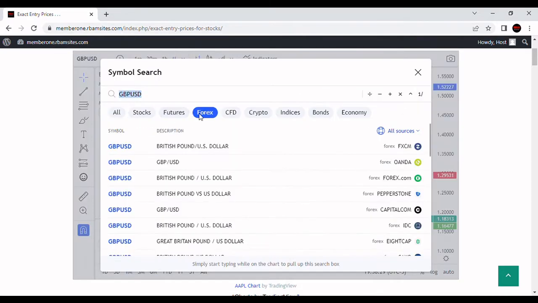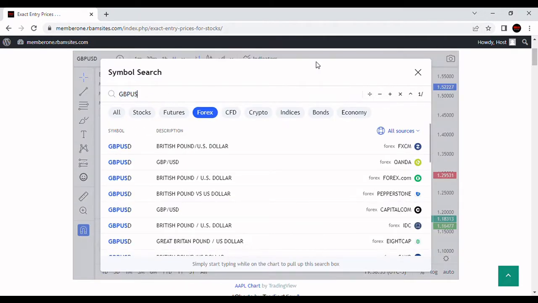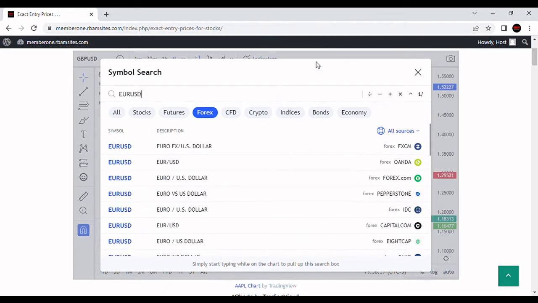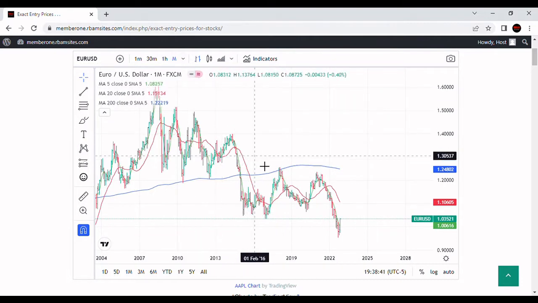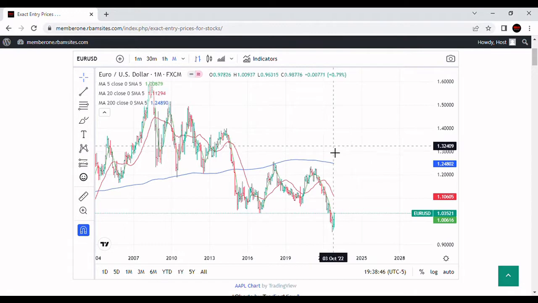Let's go to the euro and pull that up and see. Maybe the euro is different. Let's see what that says. So if we take a look at the euro, this is a monthly chart, EURUSD, against the United States dollar.